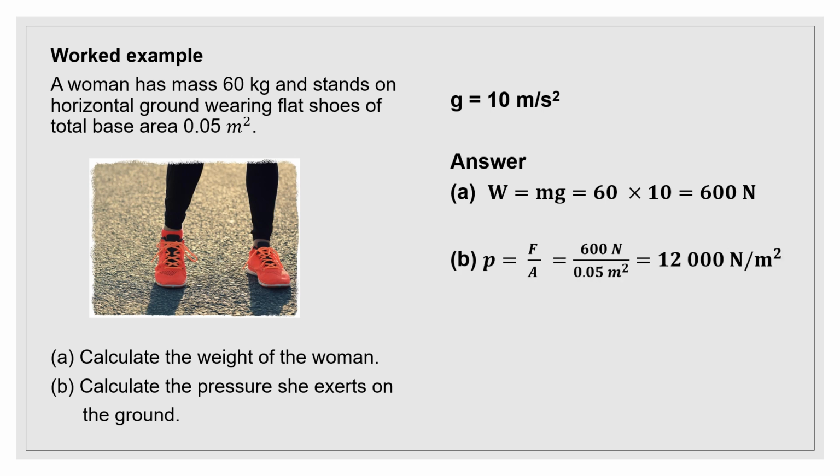Now, pressure is equal to force divided by area in contact. Force is equal to weight is equal to 600 newtons. Area in contact is equal to 0.05 meters squared. So it gives a pressure of 12,000 newtons per meter squared. This can also be written as pressure is equal to 12,000 Pascal.